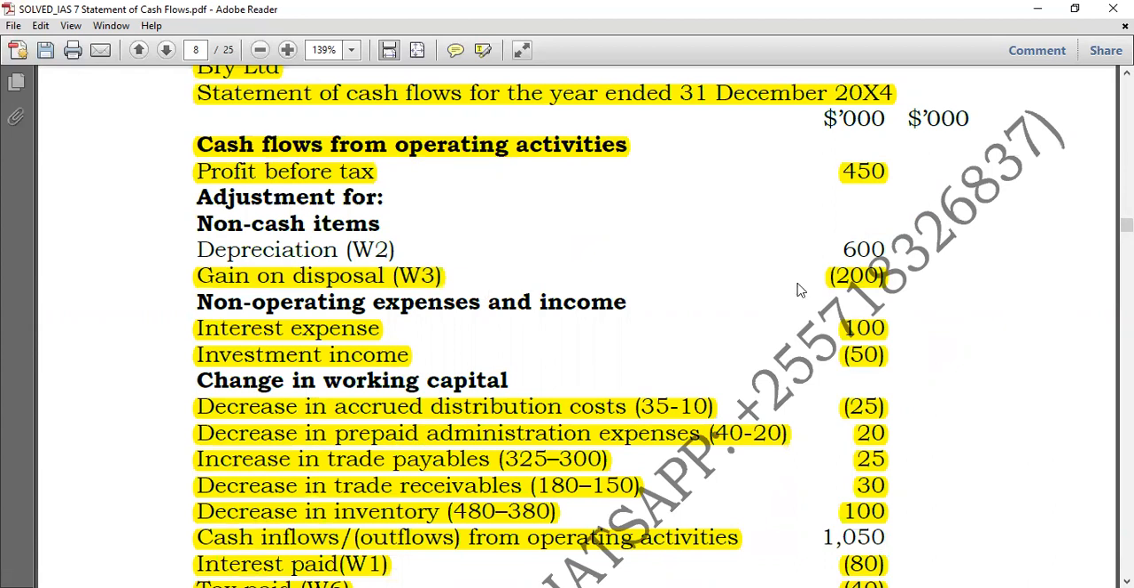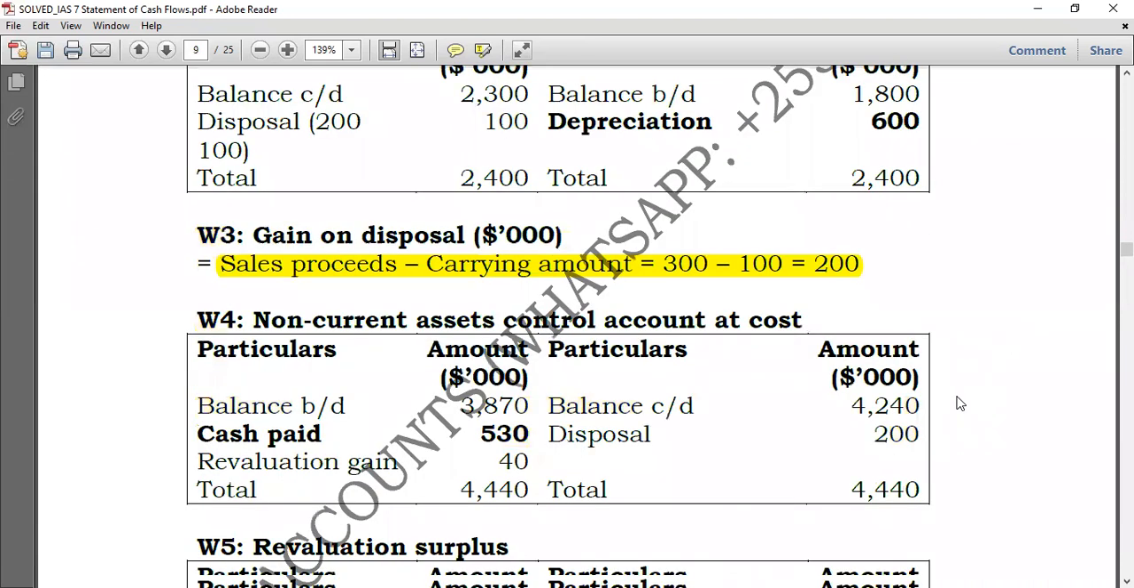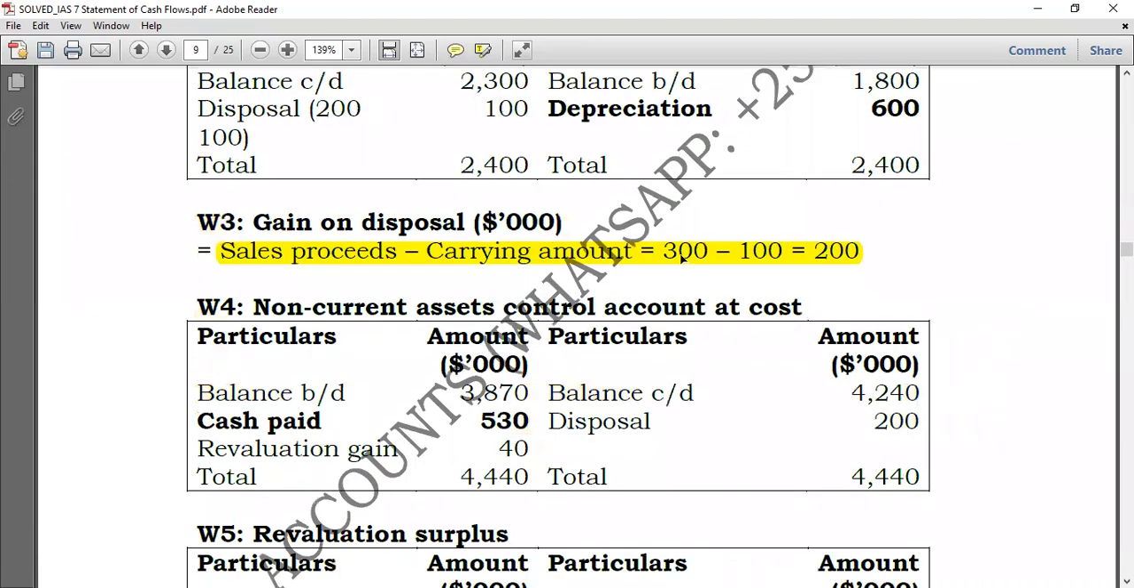Since you do not find it, you just find out how this 200 was obtained. Just take a look at it. How was it obtained? We said sales proceeds of 300 minus 100. So deal with 300 separately and deal with 100 separately. Starting with 300, how do I deal with it? It's just sales proceeds. You know, this is not sales revenue. Sales proceeds do not go to sales revenue.